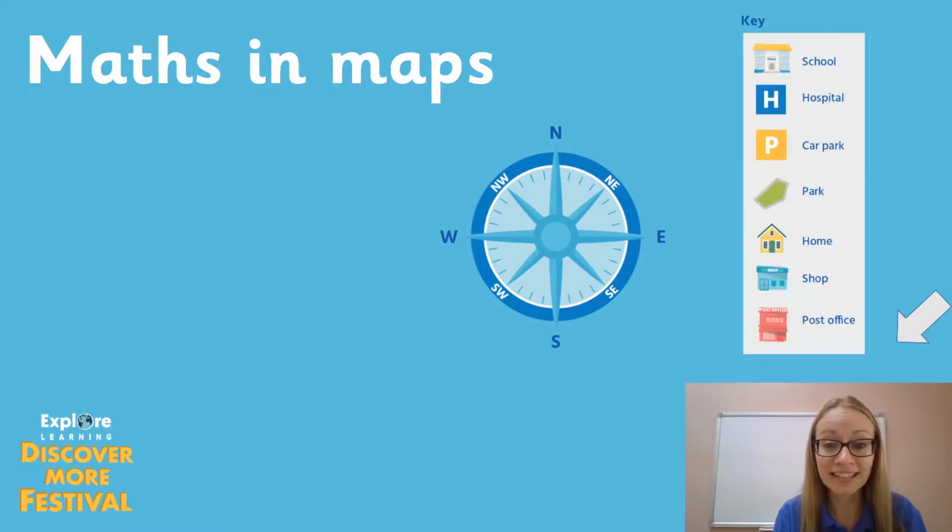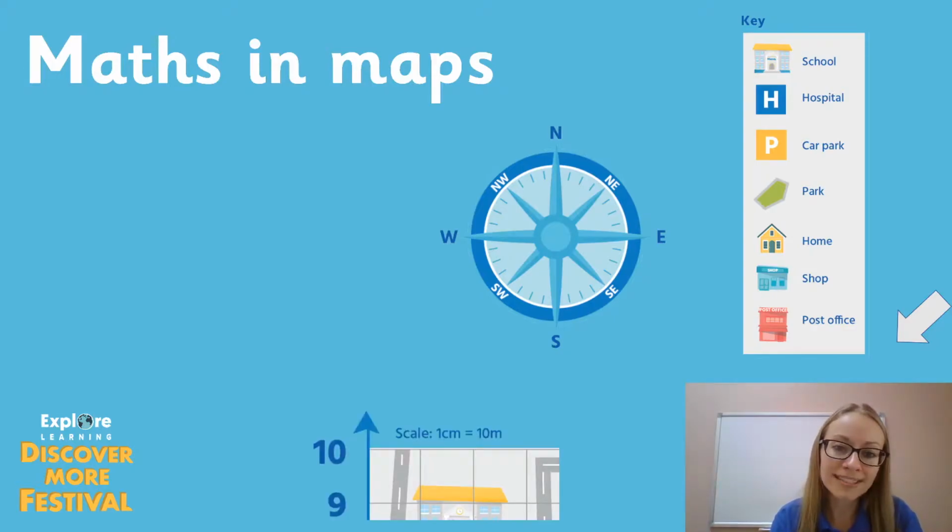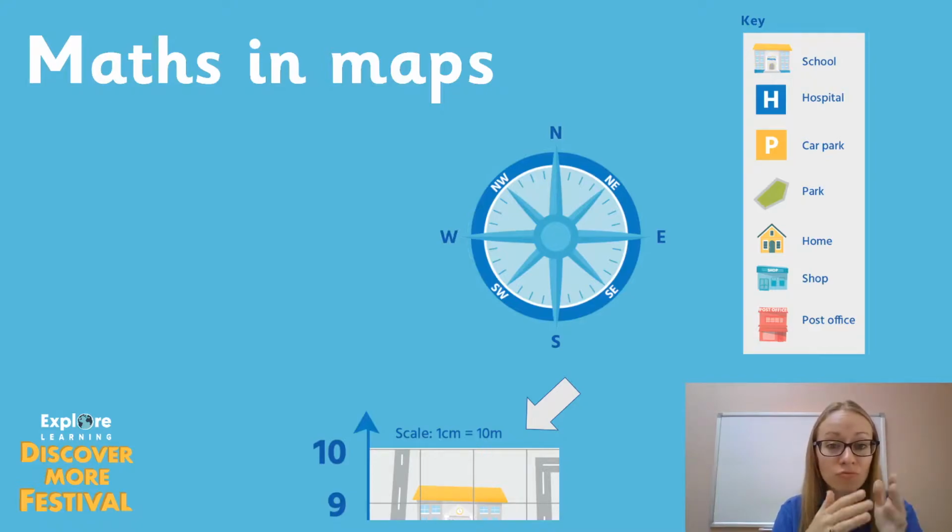You may have thought about the key. A key is mathematical because it uses symbols on the map to represent real landmarks or real features in the real world. You might have thought about the scale. We are going to look at this in more detail today, but you can see here the scale on the map that we're looking at is 1 centimetre equals 10 metres. So 1 centimetre on our map represents 10 metres in real life. And we can use our mathematical knowledge of times tables to help us to calculate conversion using a scale.